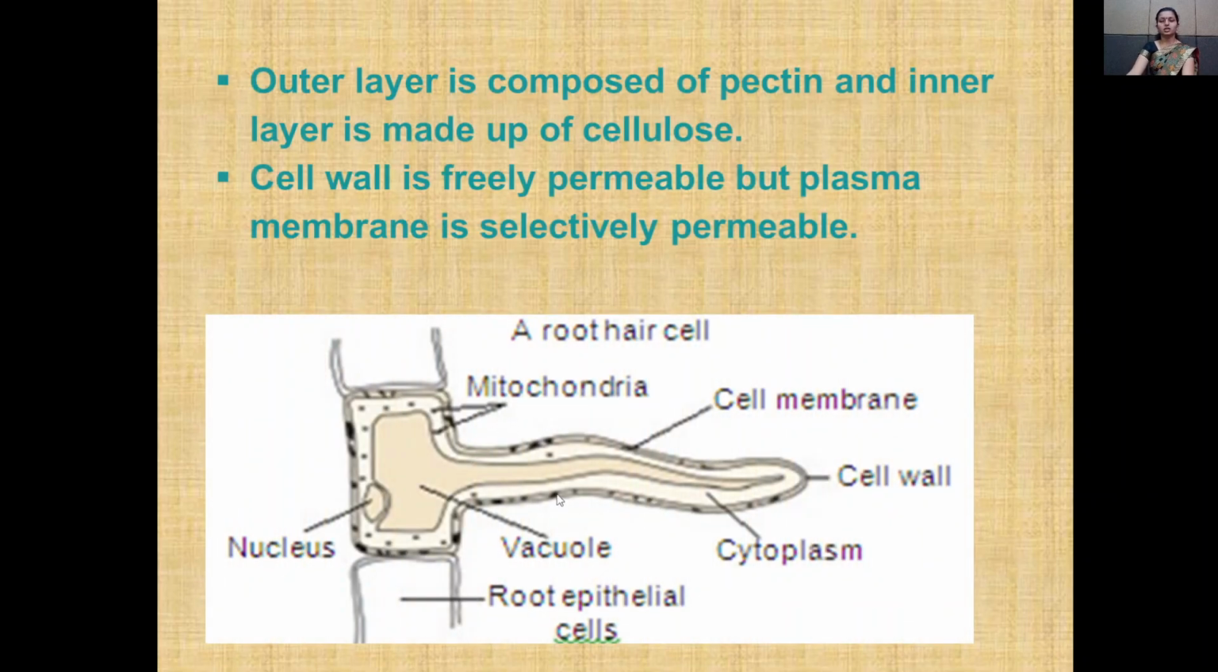In the diagram, this is the structure of the root hair. In this diagram, we see the outer cell wall, the outer cell membrane and the inner cell membrane. Then here is a large vacuole. On the upper side, a mitochondrion is present. Here the nucleus is present, and these are the cytoplasmic extensions.